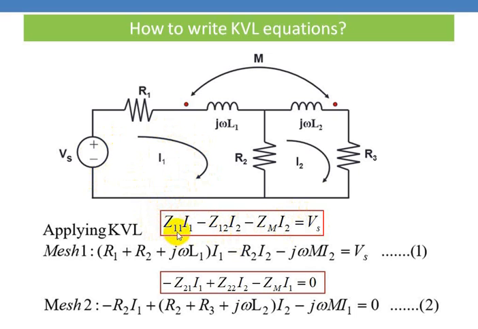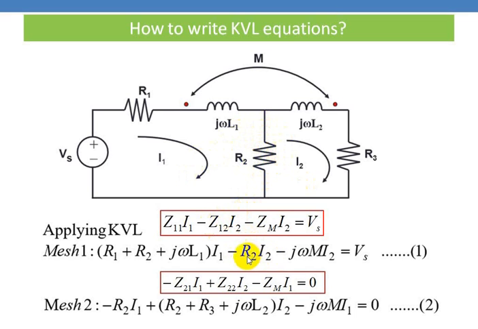Let us see what is Z11. Z11 is nothing but sum of all the resistance and reactance in this mesh. So R1 plus R2 is the resistance and reactance is J omega L1. So you have to write here R1 plus R2 plus J omega L1 into I1. Then this term has positive sign. The second term is Z12. That is the impedance that is common between mesh 1 and mesh 2. So this is the element R2. This is the resistance that is common between first mesh and second mesh. Therefore, Z12 equal to R2. Here we have a minus sign.